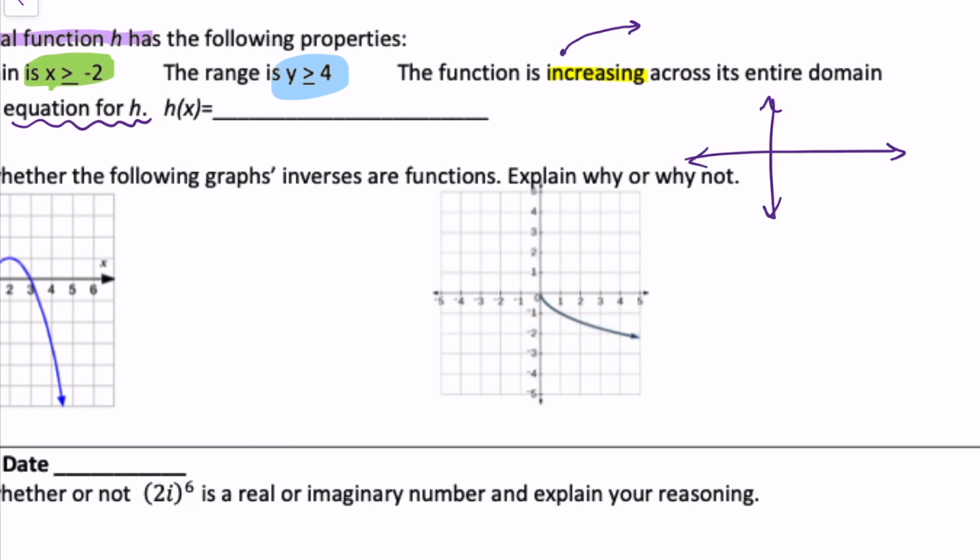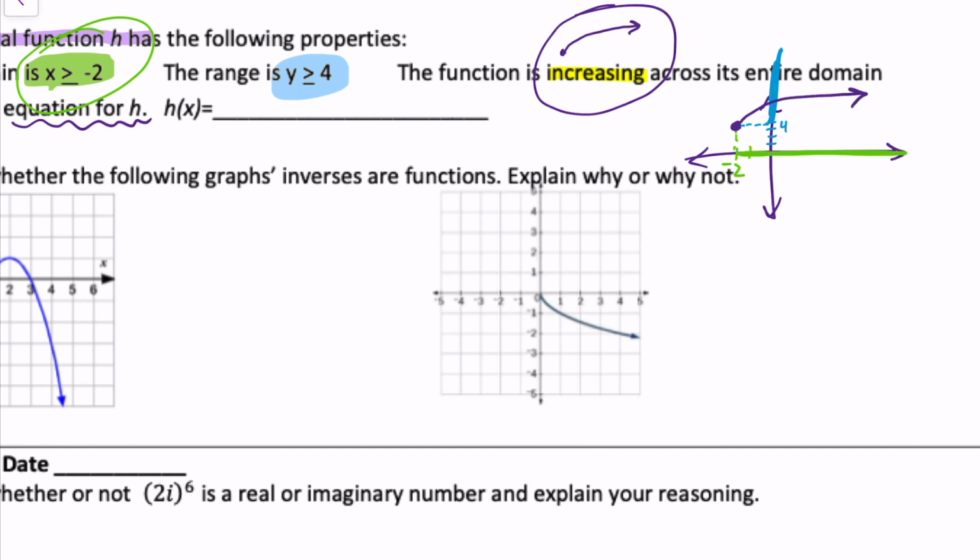Okay, if I know the domain is x is greater than or equal to -2, I know -2 would be here, and my domain's going to be everything on this side of my x-axis. I can do the same thing with the range, 1, 2, 3, 4, and then it's everything above 4 on my y-axis. So these two places intersect right here. So that would be a good endpoint for my graph. And then I already know that it's increasing across the entire domain, so it would be headed up like this.